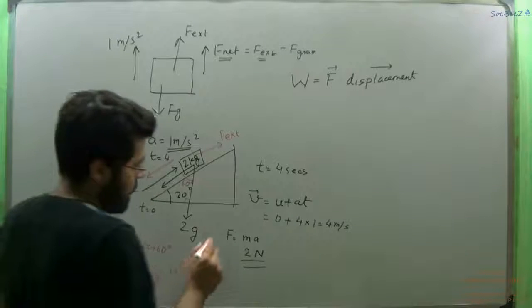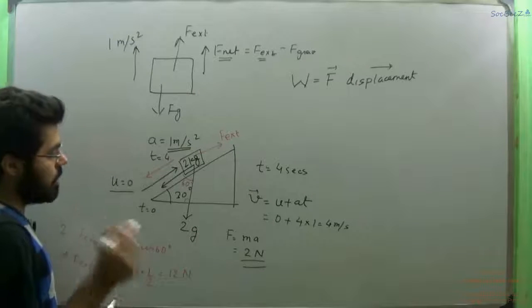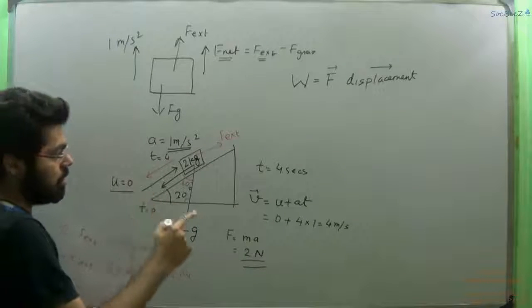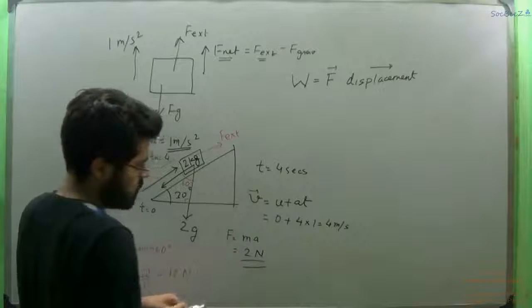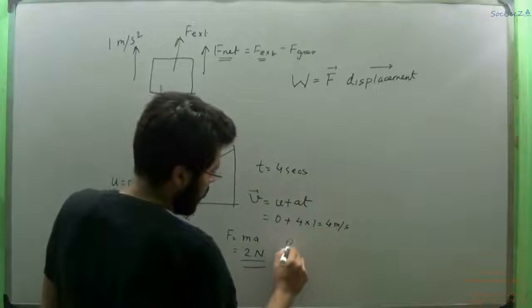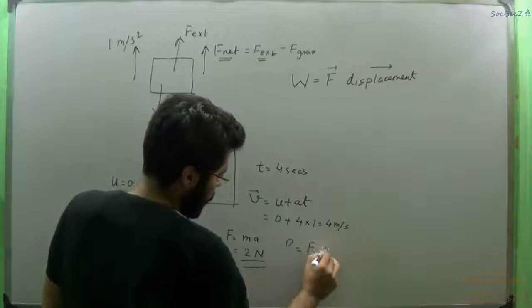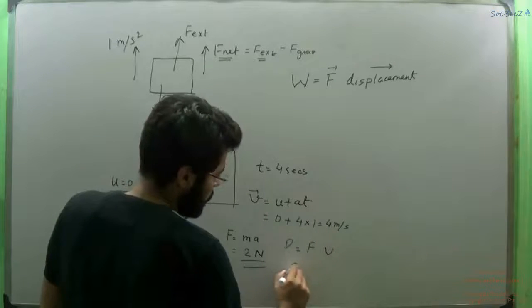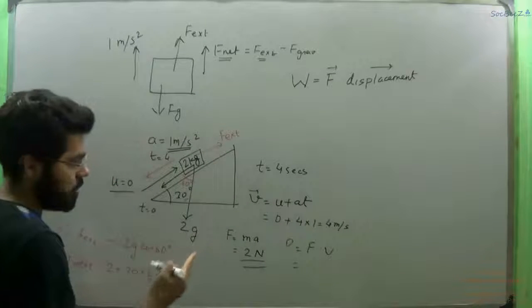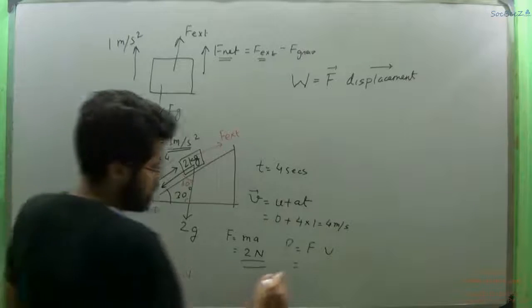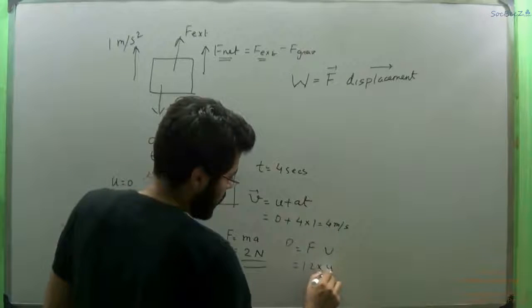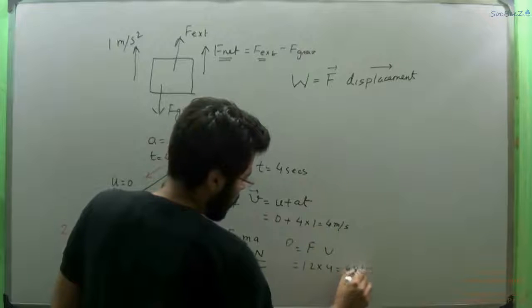So now we have to find the power being supplied by the machine at t equal to 4 seconds. So power will be simply F dot V. Both are in the same direction, so we can replace the dot product by cos 0. So it is 12 into 4, that is 48 watt.